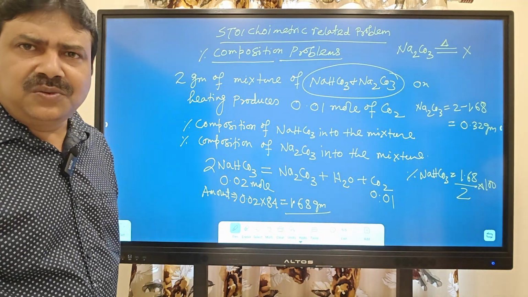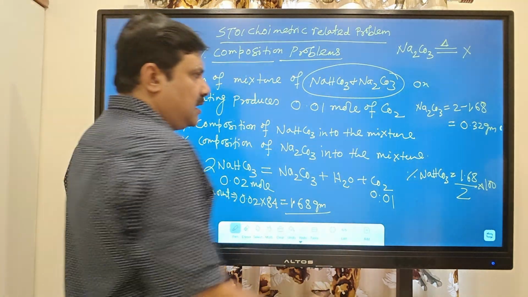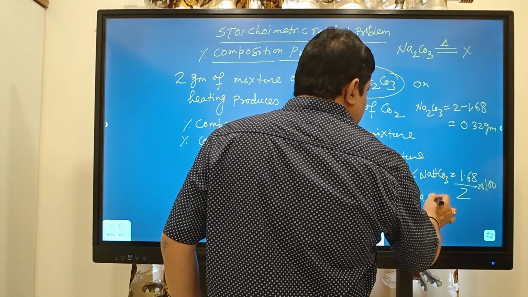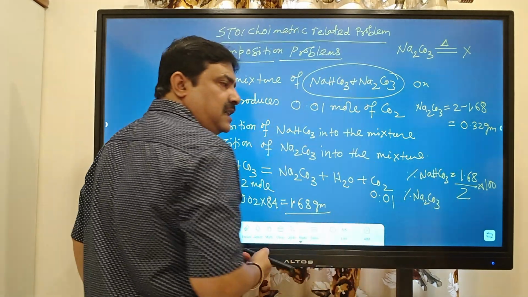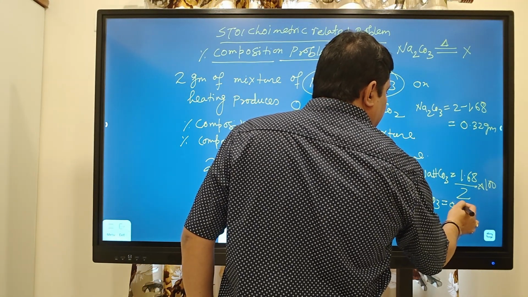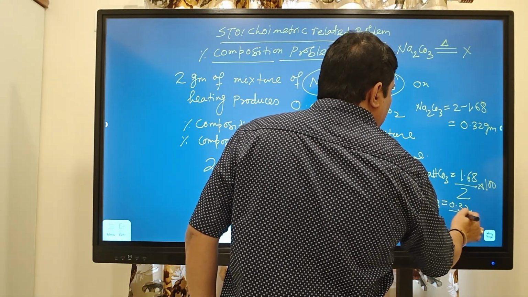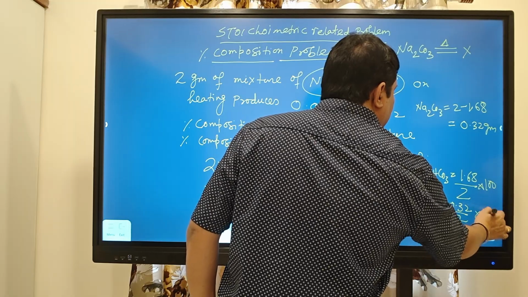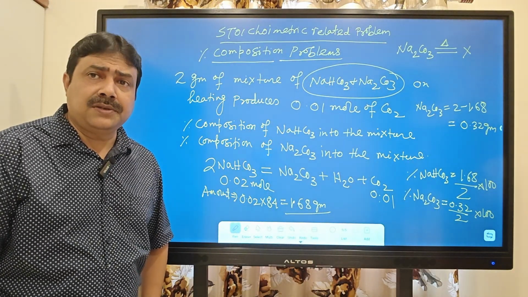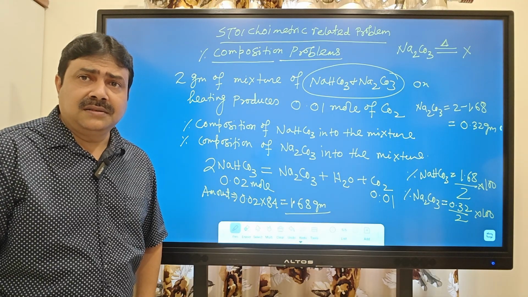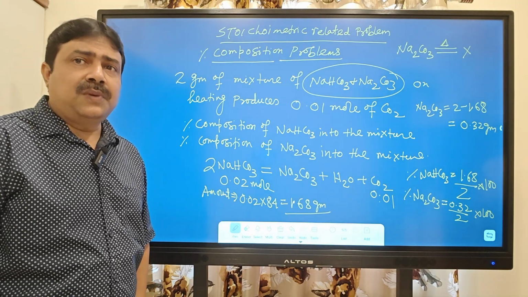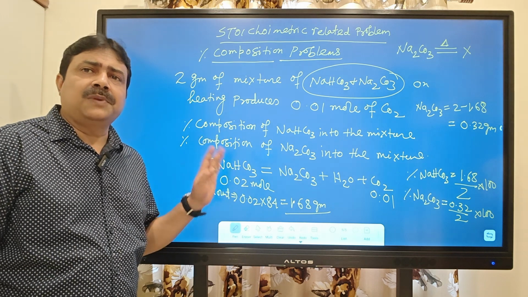I think simplification you can do by yourself, no issue. Then percentage of sodium carbonate, you can do 100 minus percentage of sodium bicarbonate, or that amount you can put. How much sodium bicarbonate, 0.32 out of how much, 2, into 100. You will get the percentage of sodium carbonate over here. Yes or no? Clear or not? Very simple idea.